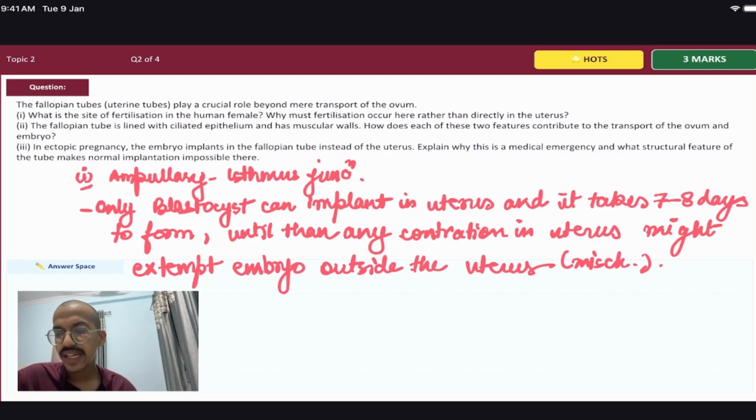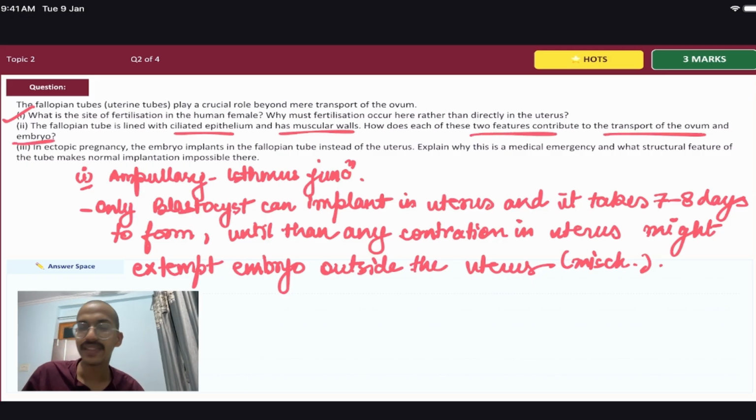Then comes what? In the ectopic pregnancy, we did the second question. The fallopian tube is lined by ciliated epithelium and has a muscular wall. How do these two features contribute to the transport of ovum and the embryo? So basically cilia propel it towards the uterus side, as well as the contractions are like peristaltic contractions, right? So when the food is going down, same way that also contracts and pushes the things towards the uterus side.